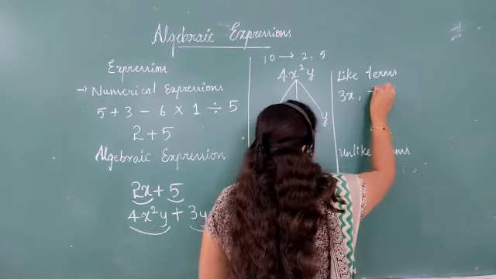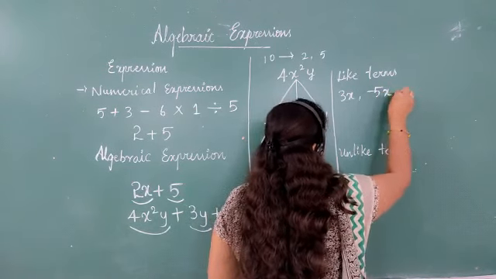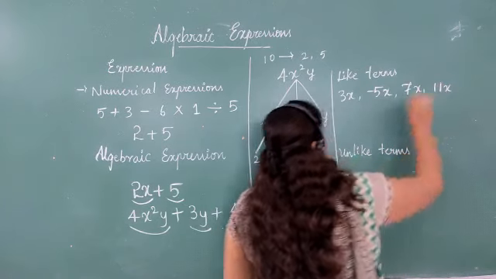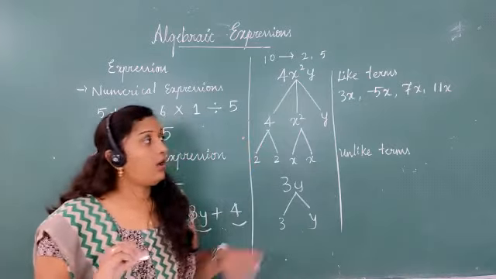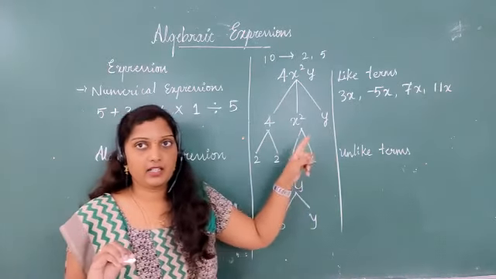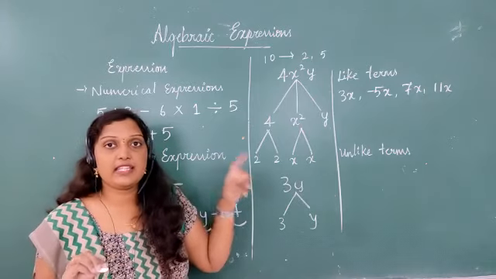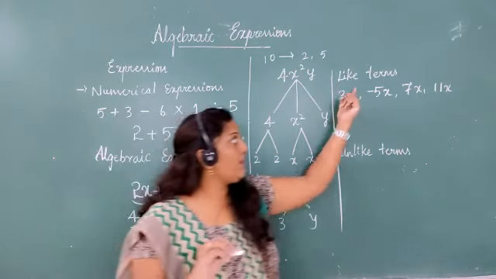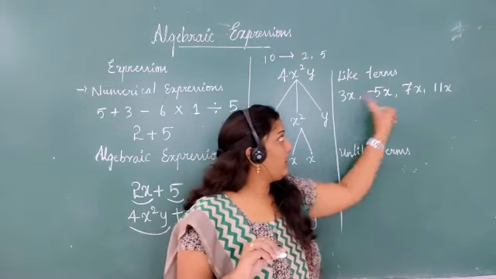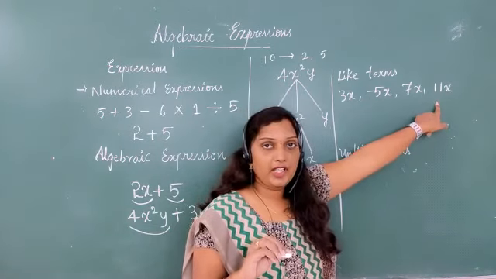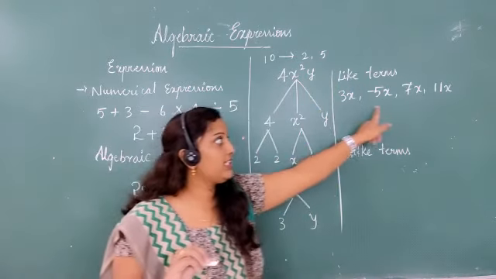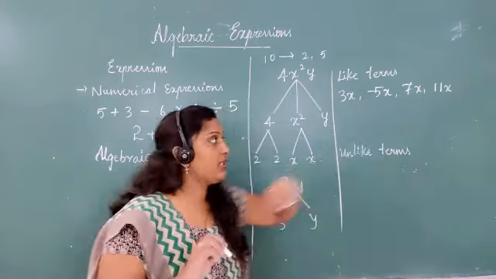3x, minus 5x, 7x, 11x. You can observe here all the four terms contain the same variable x. And what is the power of x there? If there is no power, you have to consider it as 1. So all the terms contain the variable x and the power 1. So you can call all these terms like terms.